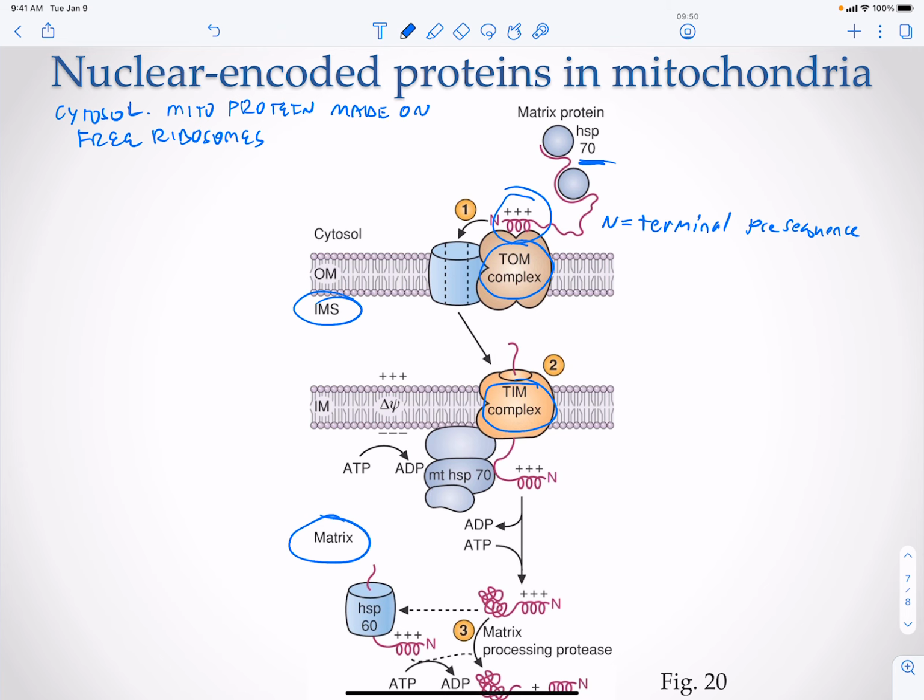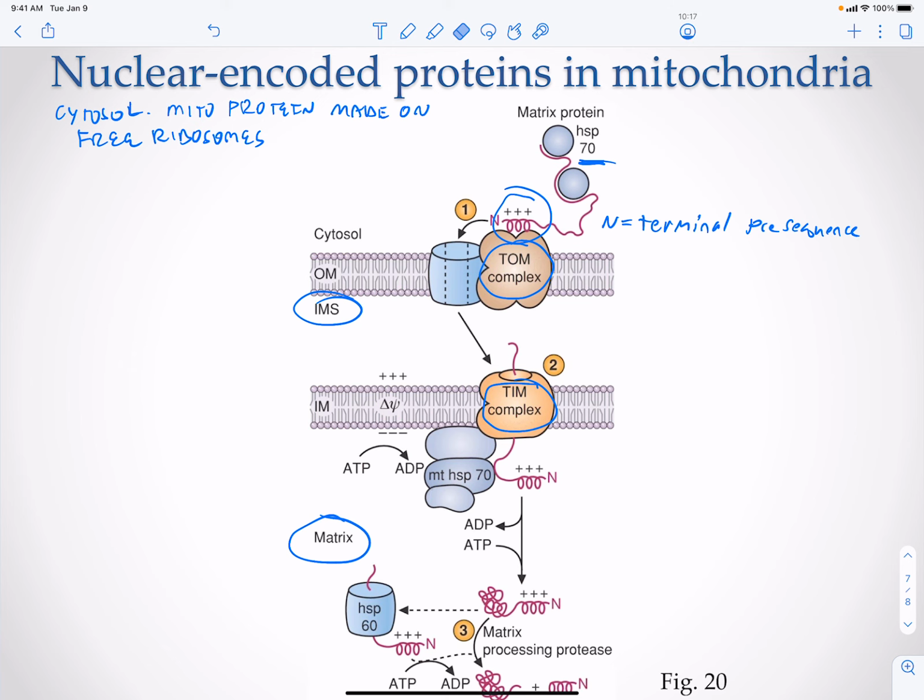You're going to have insertion of this pre-protein into TIM, and this is driven by the potential difference across the membrane. Now, heat shock protein 70 binding to the TIM complex is important in this process. So heat shock protein 70 is going to facilitate the transfer of these proteins into the matrix of the mitochondria.